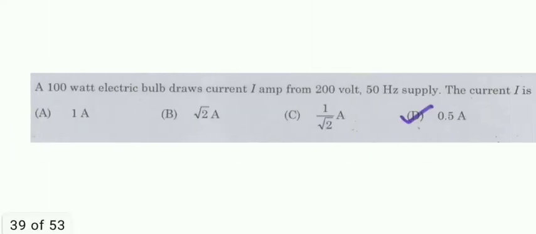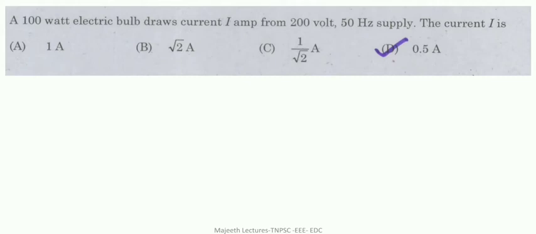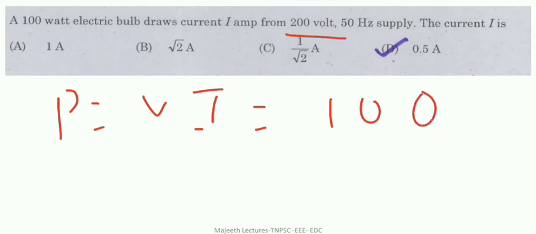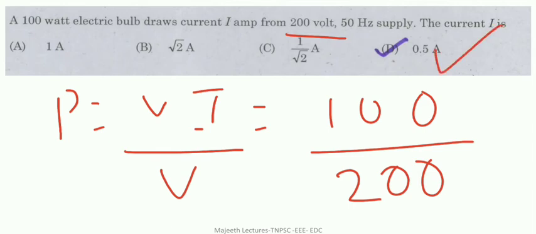Next one, a 100 watt electric bulb draws current I ampere from a 200 volt 50 hertz supply. What is the current? What they have given is power P is equal to V into I, that is 100. The voltage they have given is 200. They ask for current. If I divide power by voltage, VI divided by V is equal to I. So VI is equal to 100, voltage is 200, 100 by 200 is 0.5. That is your current. So I is equal to 0.5 is the correct answer. Option D is correct.